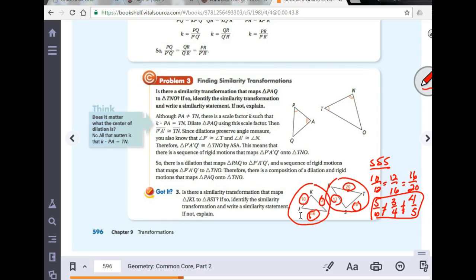Regardless of what it may play on the eye, these are not similar to each other because they are not proportional to each other, as we've proven. So therefore, I can't write a similarity statement because they are not similar to each other, because their sides are not proportional. Okay? Hope this was helpful.